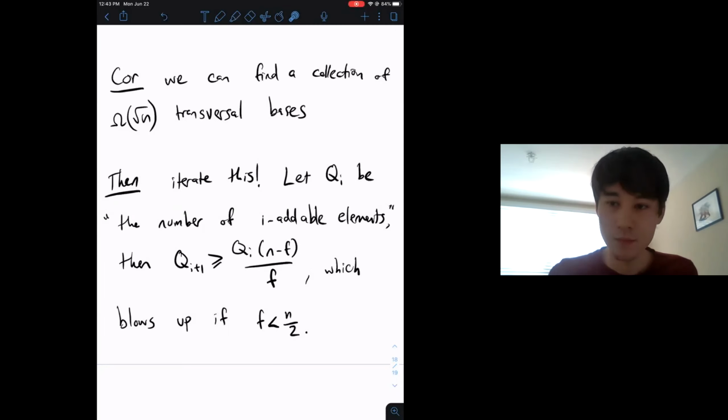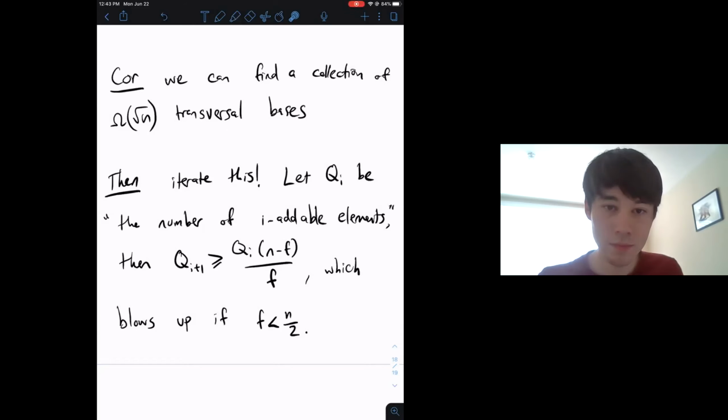I have a question. So in this paper with Kerry Webb, we looked at two things. So one was the number of disjoint transversal bases. And then the other thing was if you have fewer bases than n, so we showed if you have around square root of n bases, then you could partition it into independent transversals.